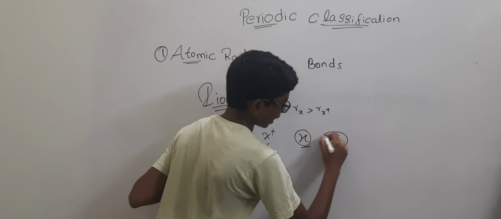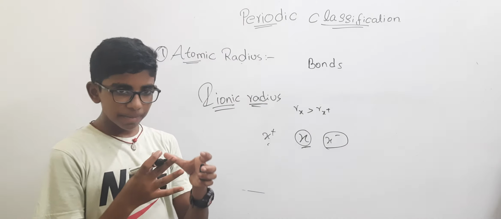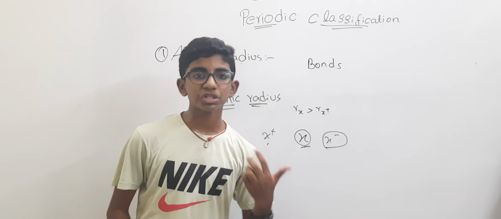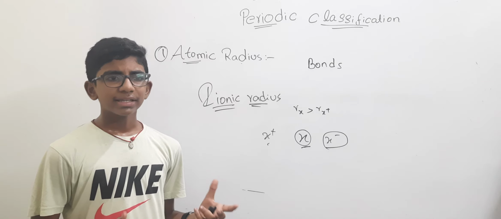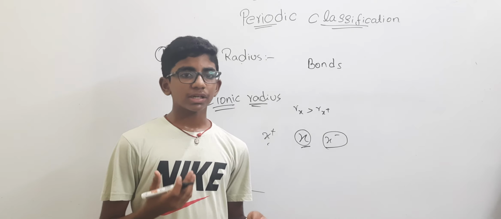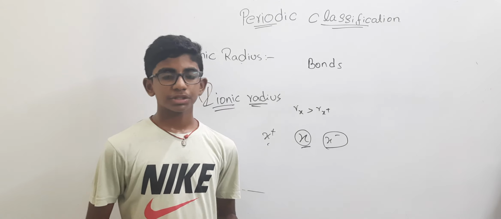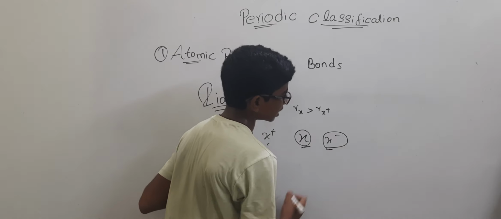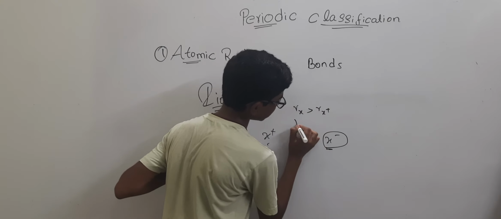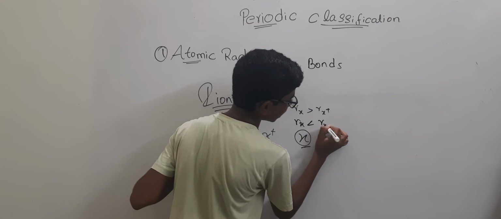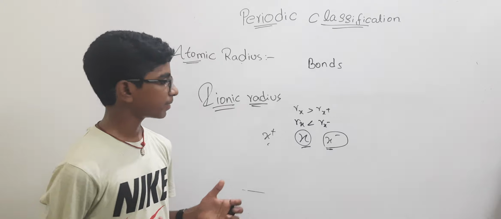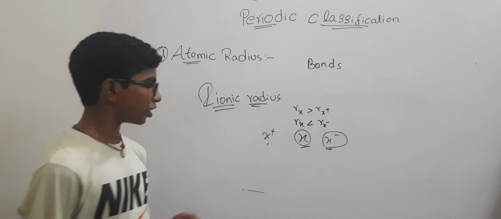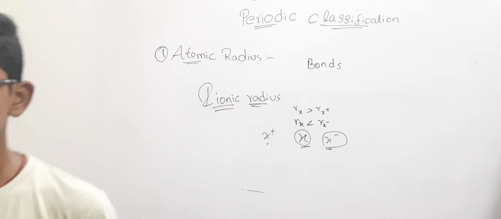Now we see the anion. In the anion, the nuclear attractive force is the same, but one electron is added. With another electron added, the effective nuclear charge per electron is decreasing, so the atomic size increases. In anions, atomic size increases. The radius of the neutral atom is less than the radius of its anion. These are the two general terms you have to know in ionic radius.